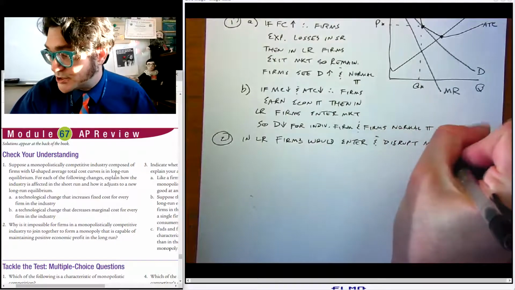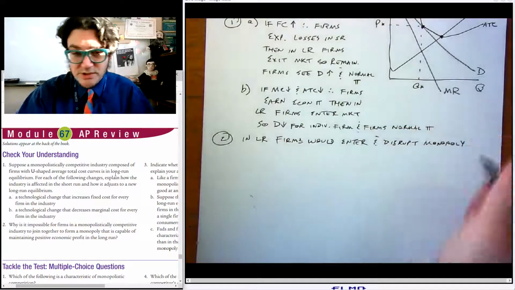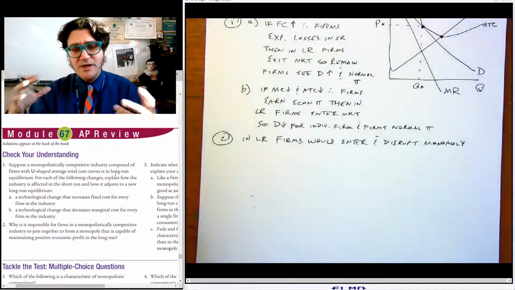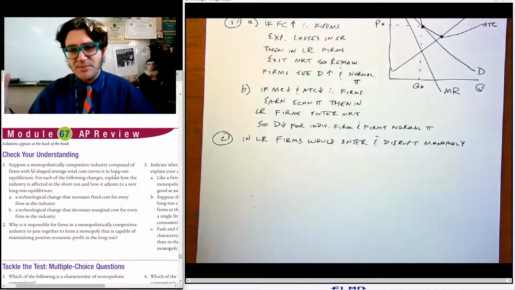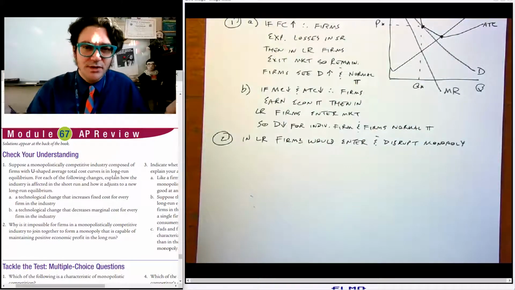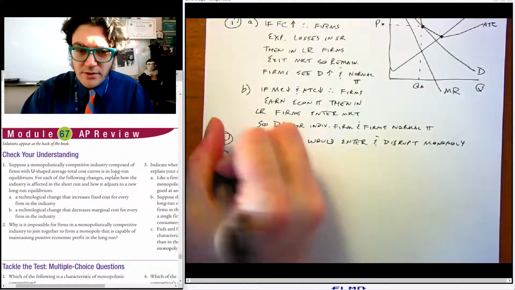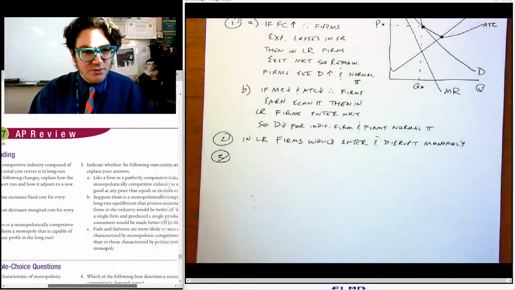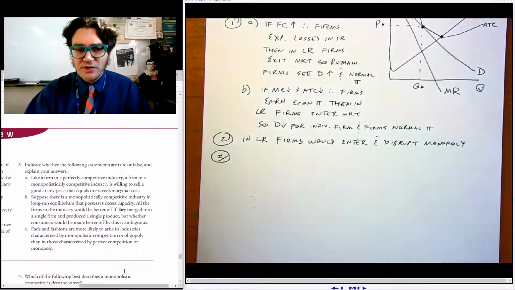And so that's the real issue, is that even if they were able to surmount that initial problem, in monopolistically competitive industries, the barriers to entry and exit are relatively low. And so in the long run, new firms would enter. Number 3, we got to scroll over to see this one. Indicate whether the following statements are true or false and explain.